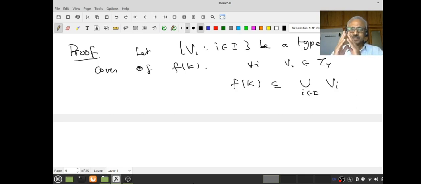Now I have an open cover V_i of f(K), and f is a continuous function, therefore f inverse of V_i will be open for each i, right? It will be an open set in X. So call it U_i equal to f inverse of V_i. So what should I hope? I should hope this U_i is an open cover for K. You understand? That's what we are going to do.